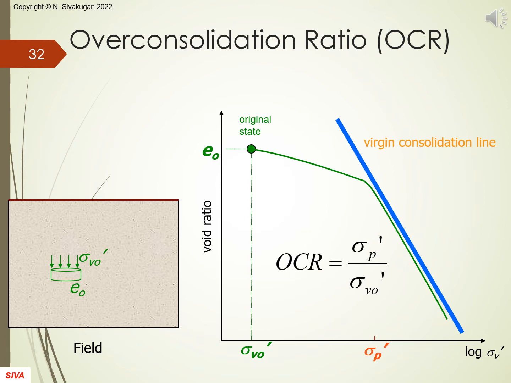Over-consolidation ratio or OCR is the ratio of the pre-consolidation pressure to the effective vertical overburden stress. The OCR must be greater than or equal to 1. You can see from the figure that the further the in situ values are from the VCL, the larger is the OCR.